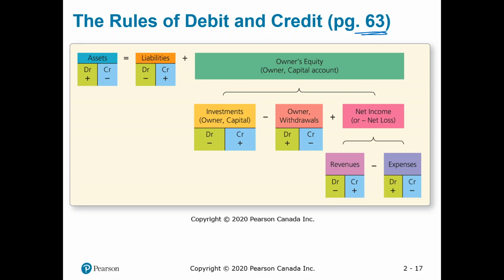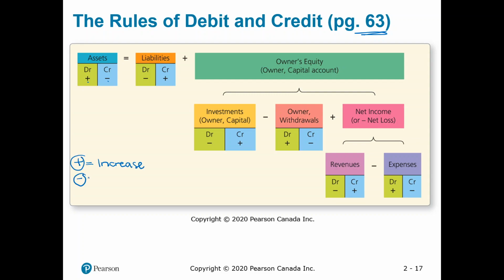All right, so let's go through what these look like. You can see here that each of them has a plus sign and a minus sign, and that refers to increases or decreases. So a plus equals it will increase the account.